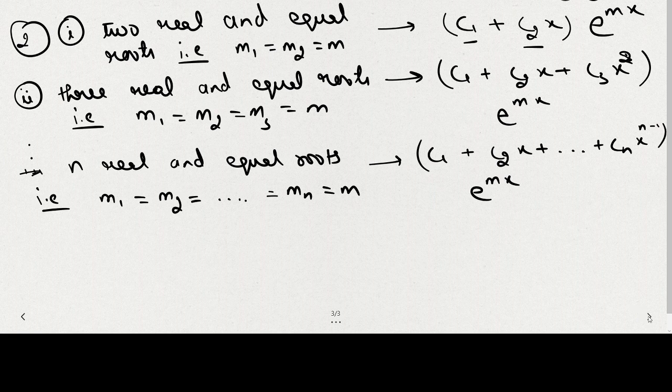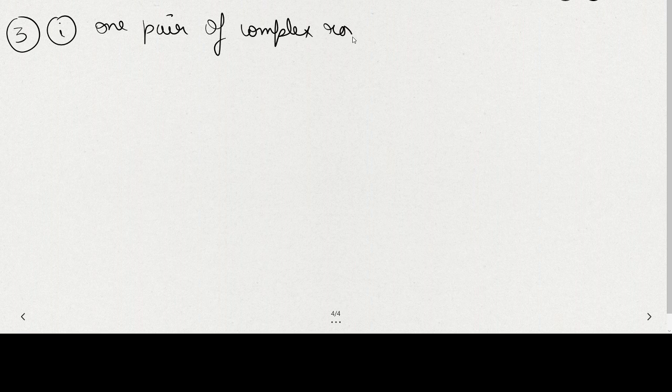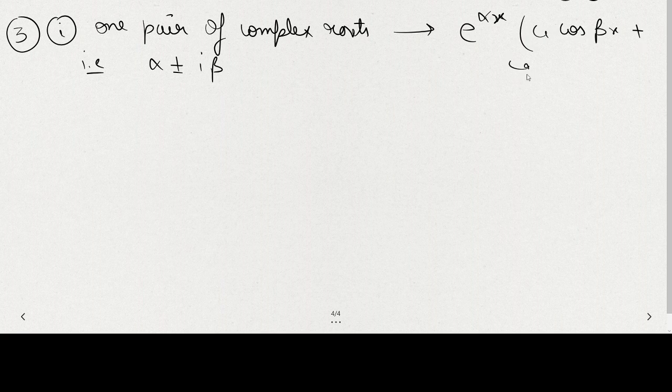Okay. Now the third case: if you have one pair of complex roots, that is alpha plus minus i beta, then you will write e^(alpha x) times (c1 cos beta x plus c2 sin beta x), where c1 and c2 are constants.